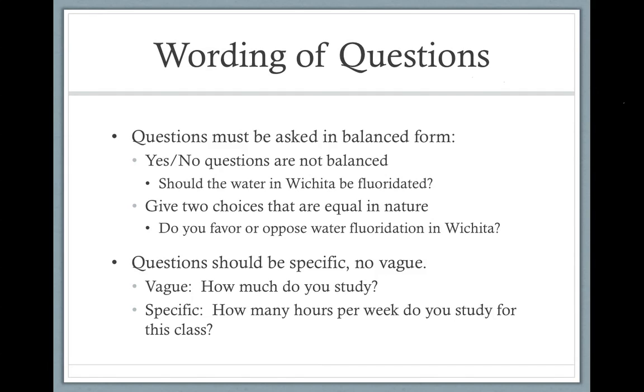Okay. Questions should also be very specific, not vague. So vague would be, how much do you study? This doesn't really tell you what units you want. Are you talking weeks, months, years, what course, all of them together? The participants aren't going to know how to answer this, and you're going to get answers that aren't specific enough for you to evaluate. So ask your participants exactly what you want to know. How many hours per week do you study for this class? Would be an example of a specific question.